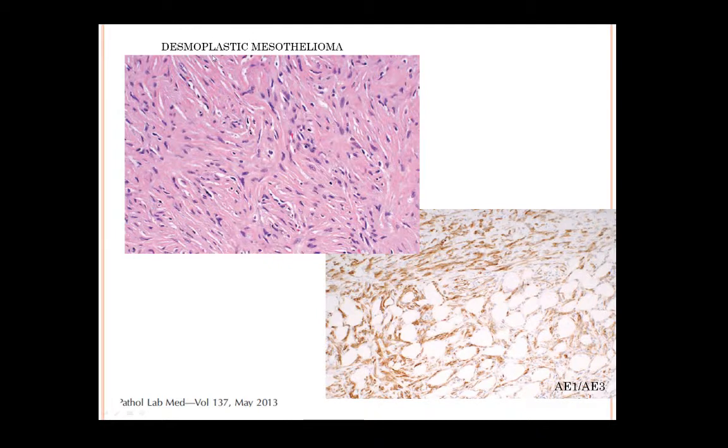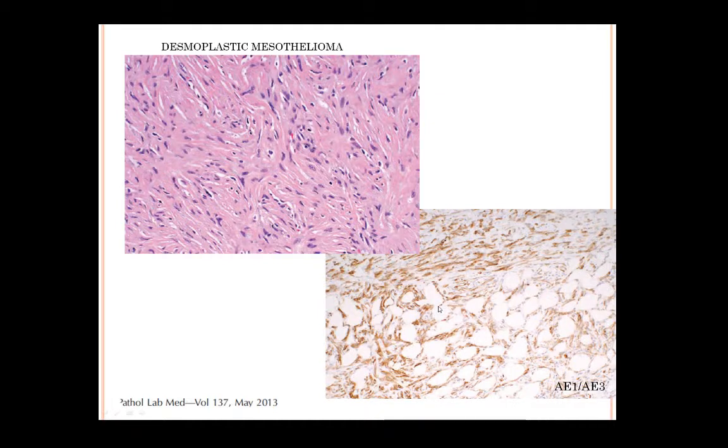One of the variants of mesothelioma, desmoplastic mesothelioma, is a very challenging diagnosis. It is almost impossible to make this diagnosis on a needle biopsy. It looks like scar on low power. It's hypocellular with bland-looking cells. However, again, cytokeratin stain can show invasion into the fat.